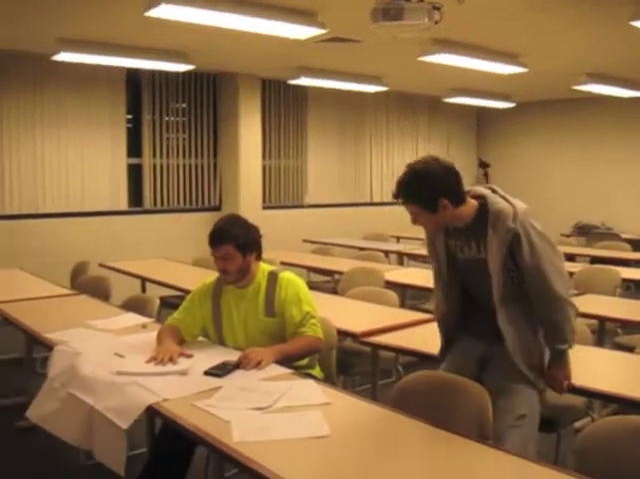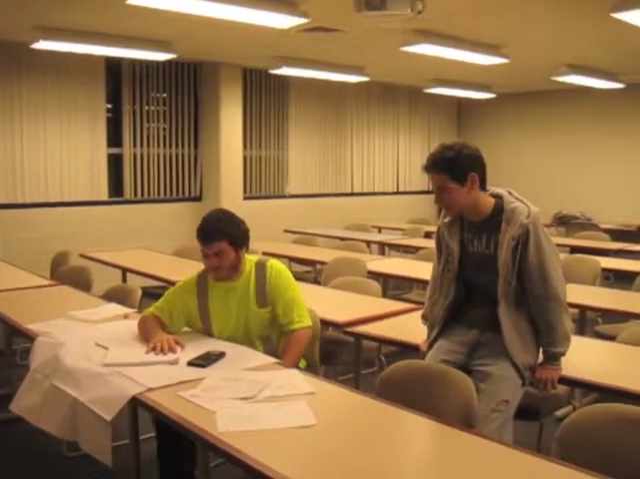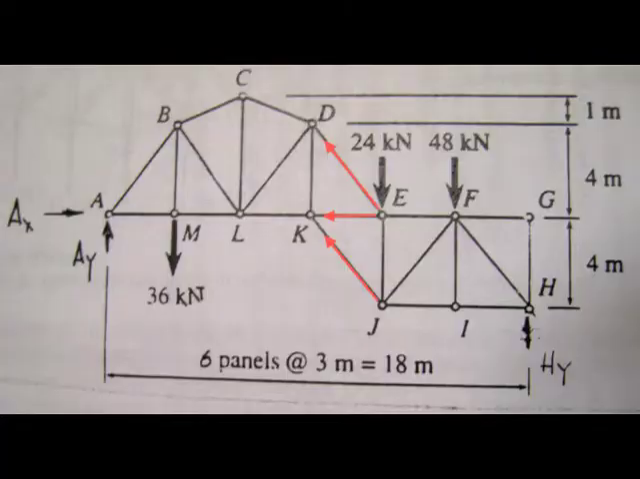I'm trying to analyze this truss, but I just don't get it. It's too confusing. For the given truss, determine the member forces in DE, KE, and KJ.